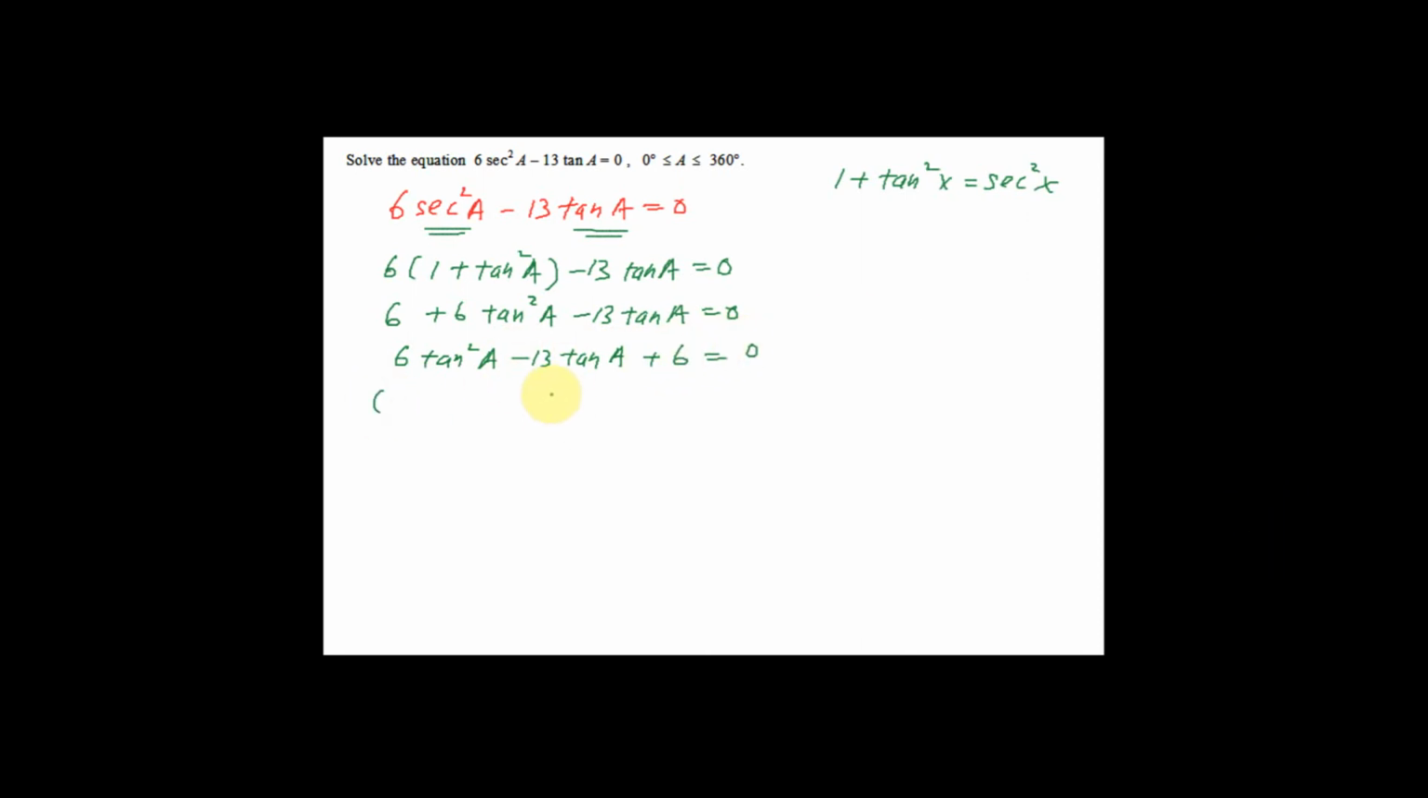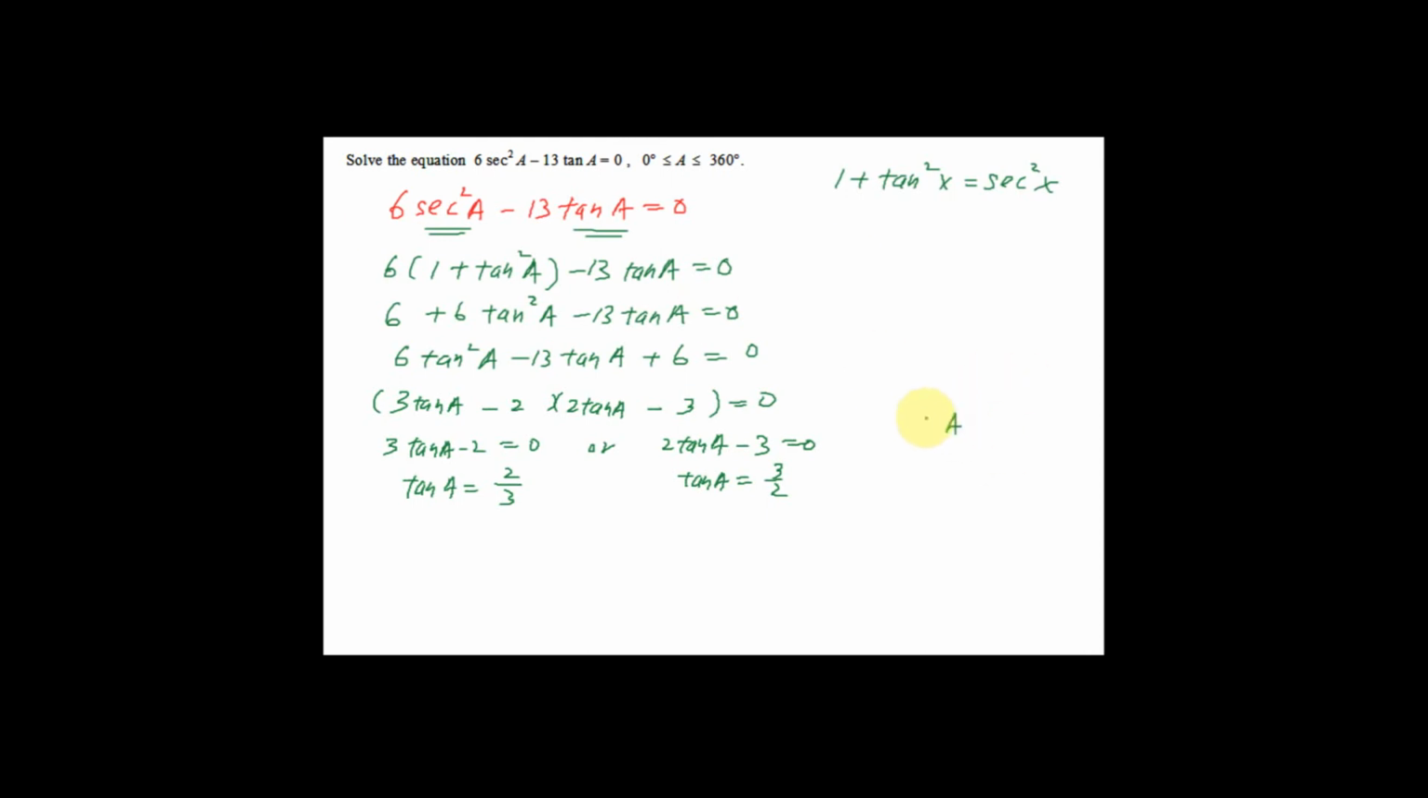Now factorize this. You have 3 tangent a multiplied with 2 tangent a, that is 6 tangent square a. 3 multiplied with 2 is 6. Now here you have negative 9 tangent a plus negative 4 tangent a, which you will get negative 13 tangent a. This equal to 0. Therefore, you have 3 tangent a minus 2 equal to 0, tangent a equal to 2 over 3, or 2 tangent a minus 3 equal to 0, tangent a equal to 3 over 2. So now the first step again is to put your range.